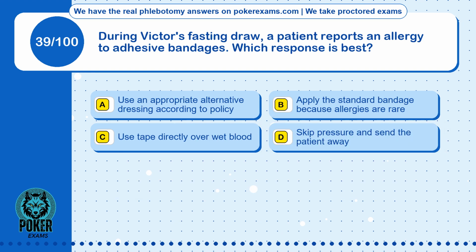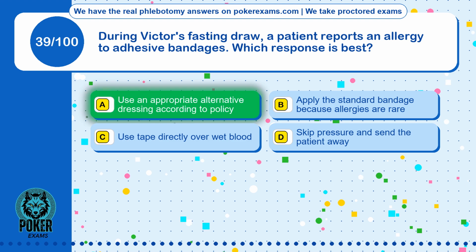Question 39. During Victor's fasting draw, a patient reports an allergy to adhesive bandages. Which response is best? Option A, use an appropriate alternative dressing according to policy. Option B, apply the standard bandage because allergies are rare. Option C, use tape directly over wet blood. Option D, skip pressure and send the patient away.